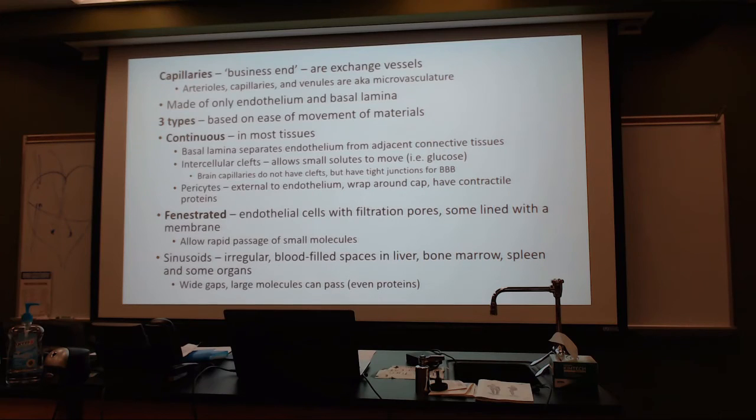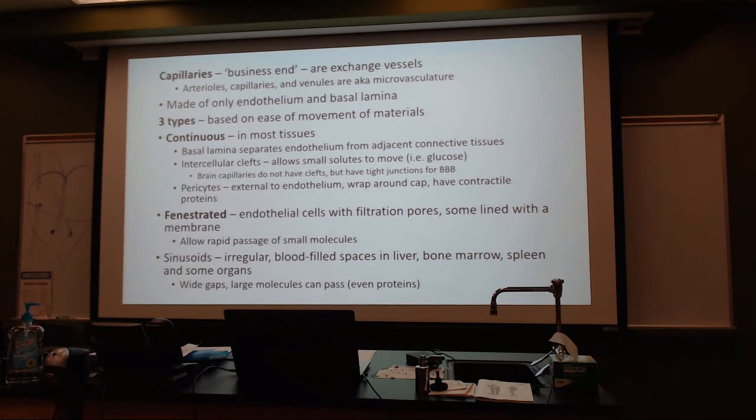When we look at capillaries that are termed fenestrated, once again, endothelial. This time we have bigger pores. So in between cell to cell, it could be a little bit bigger than a cleft. It could also have a membrane over top of it. But because it's bigger, even though it's still small, it simply allows for a more rapid passage of small molecules, like glucose.